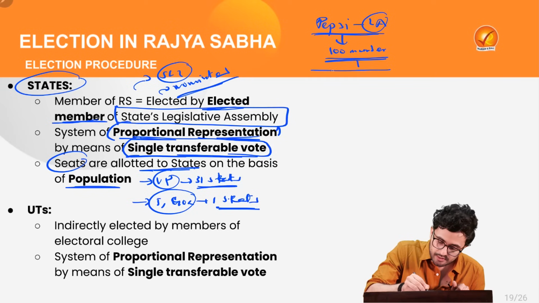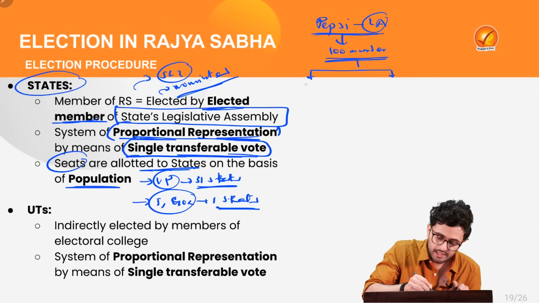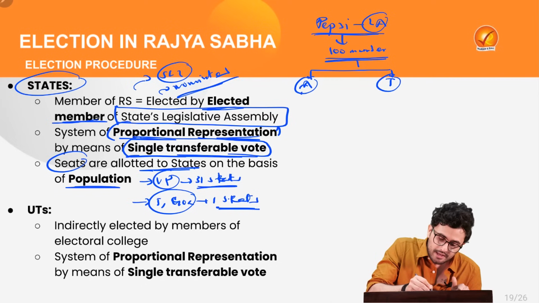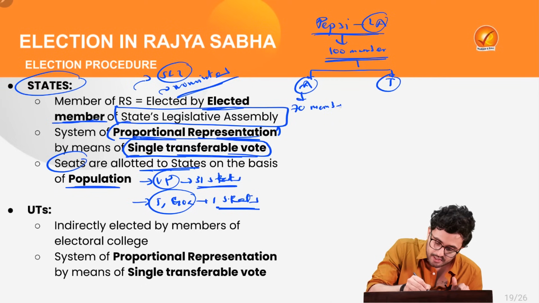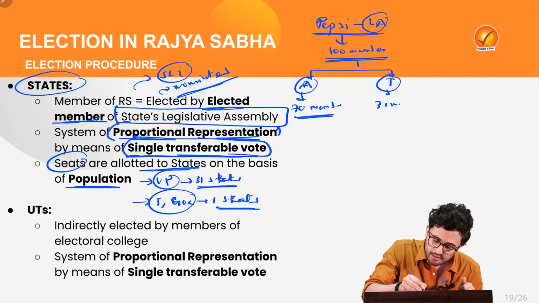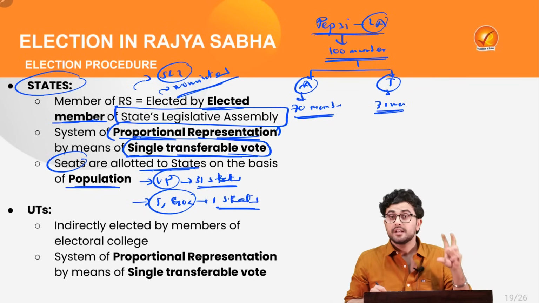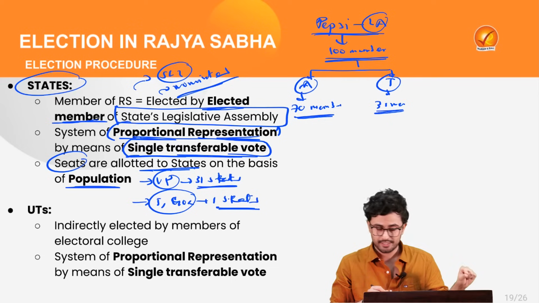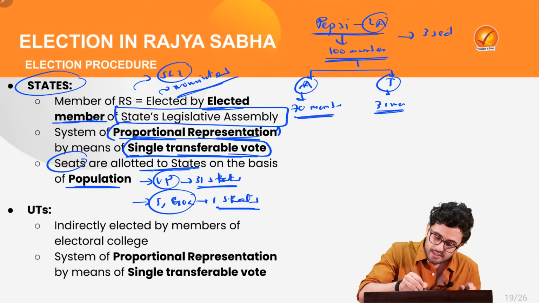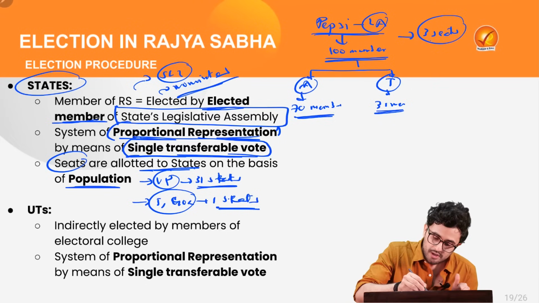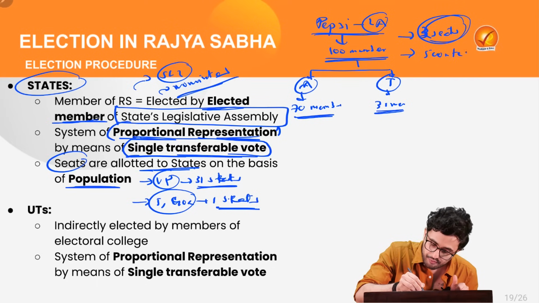On the other hand, this legislative assembly has two parties, Party A and Party T. Party A has 70 members in the legislative assembly, which obviously means that it has formed the government, and Party T only has 30 members. Now, the election for Rajya Sabha is going to take place in this hypothetical state, where the seats allocated to this particular state are 3. For those 3 seats, the contenders are 5.